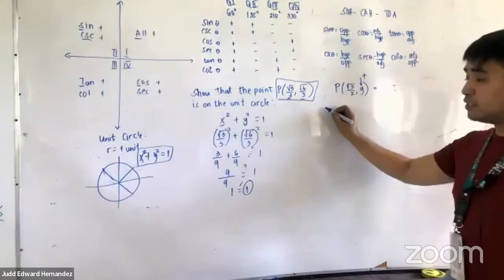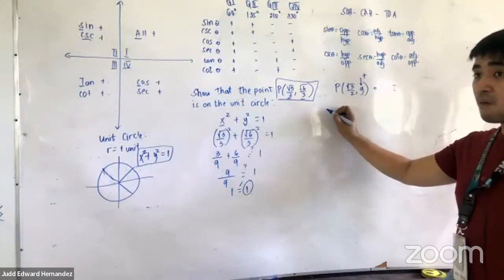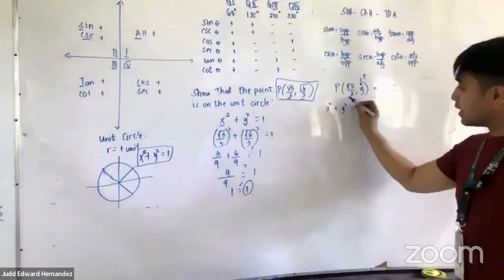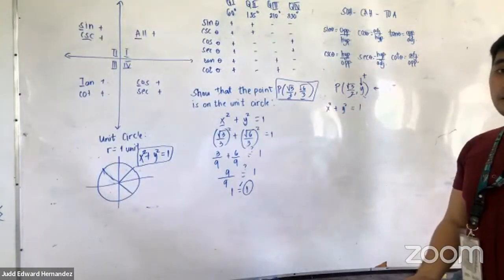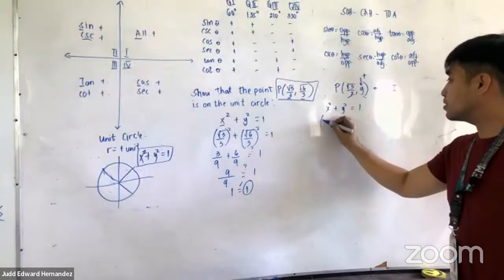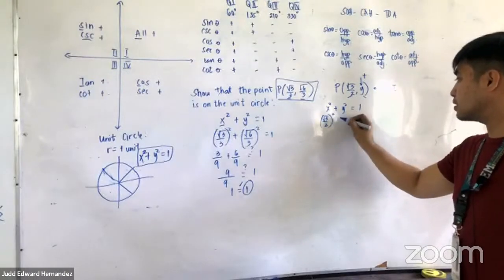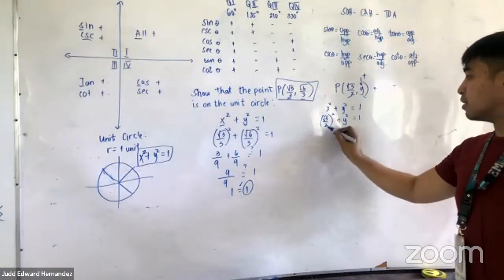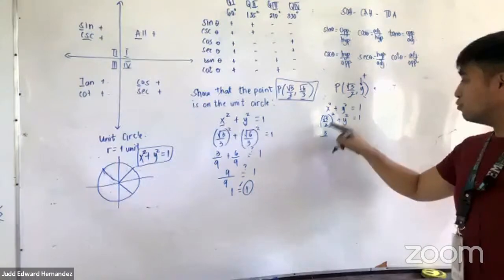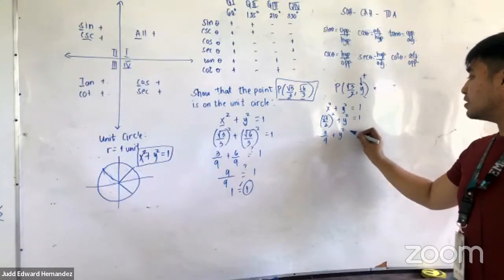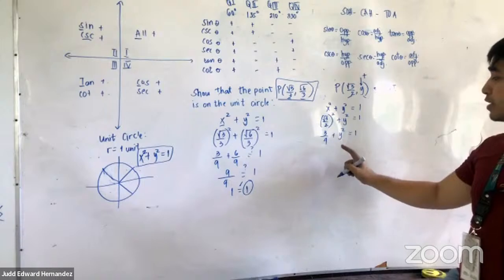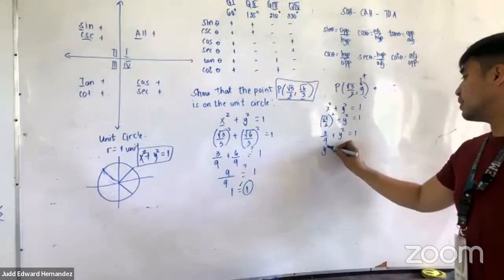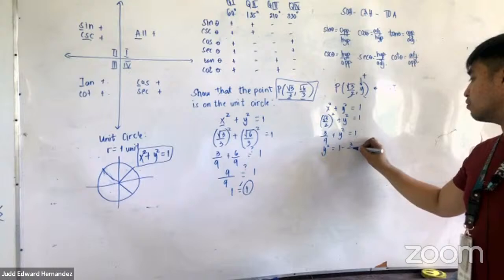Okay. What is our working equation? Our working equation must be x squared plus y squared is equal to 1. This is our x, and we are looking for the value of y. Therefore, this becomes square root of 3 over 2 quantity squared plus y squared is equal to 1. Simplify, this becomes square root of 3 squared, which is 3, over 2 squared is 4, plus y squared is equal to 1. Isolate y squared to the left side. This becomes y squared is equal to 1 minus 3 over 4.